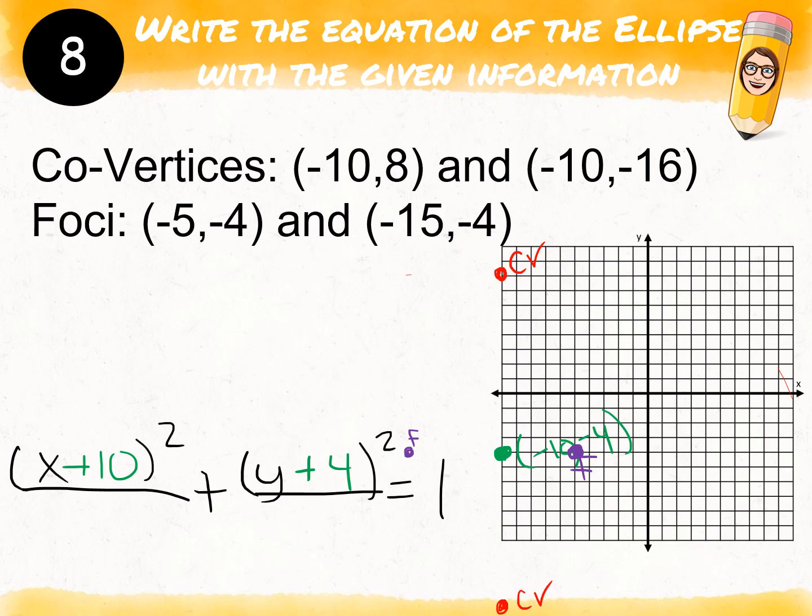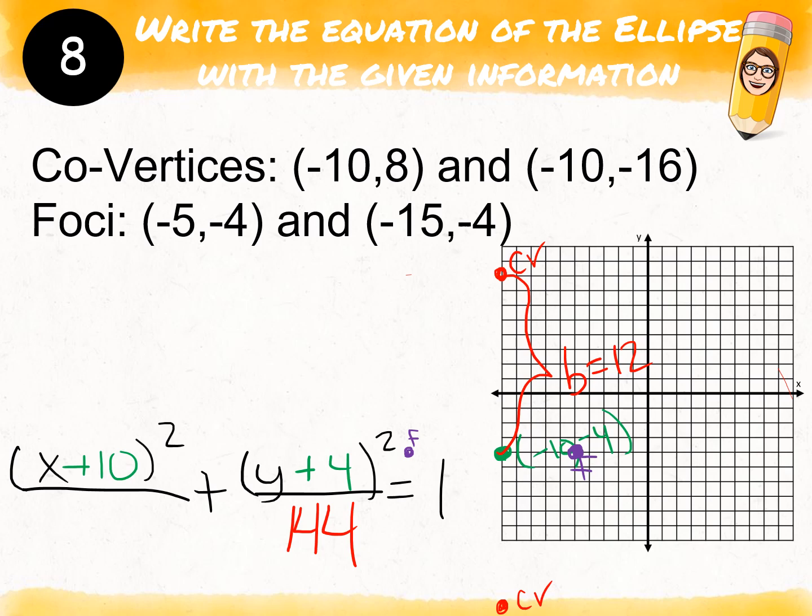Well, we need some values here. We calculated the b value already, you guys. We said the b value was 12. B squared goes under the shorter value. The shorter value is vertical. So b squared is 144. That's my minor axis value, so it goes under the y.